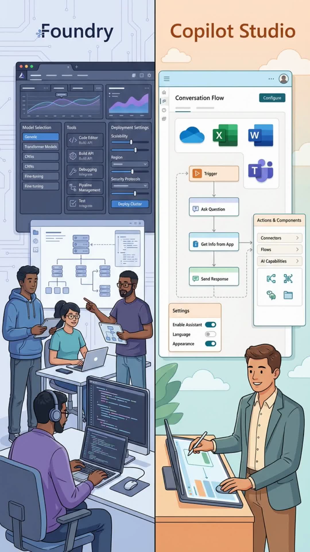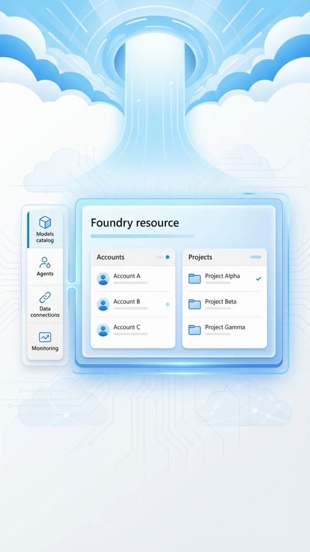Compared to Copilot Studio, low-code, Microsoft 365-centric copilots, Foundry targets highly customizable, large-scale enterprise AI apps built by engineering teams rather than business makers. Let's understand Foundry's technical backbone. The main building block is the Foundry resource, with accounts and projects inside Azure. Within it, you get the Foundry Models catalog to discover, evaluate, and deploy thousands of models: Azure OpenAI, third-party, and community with unified billing.